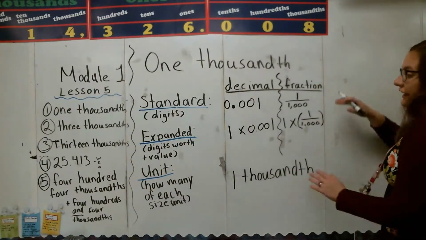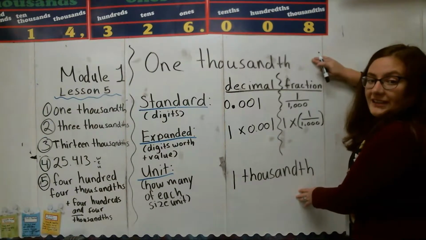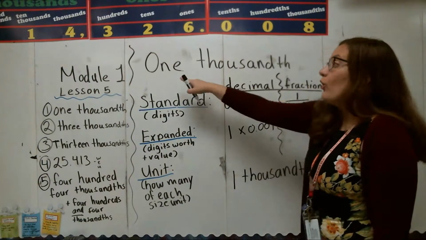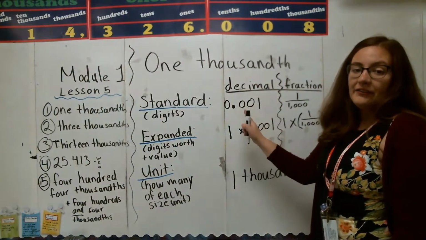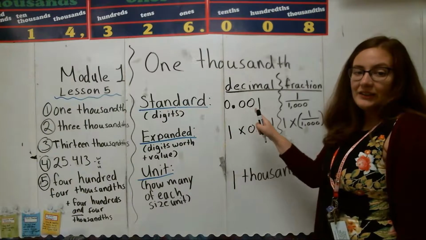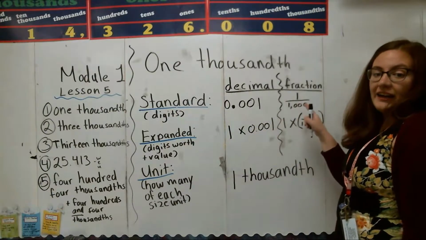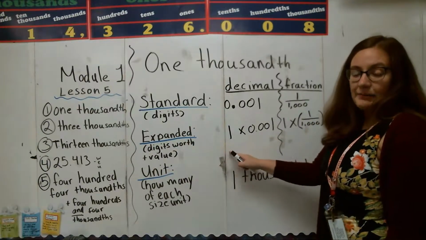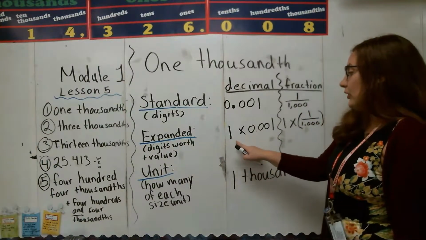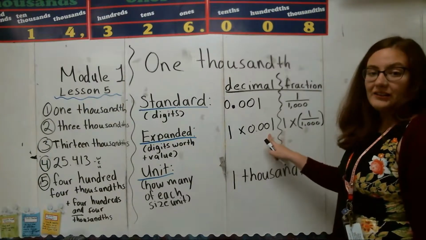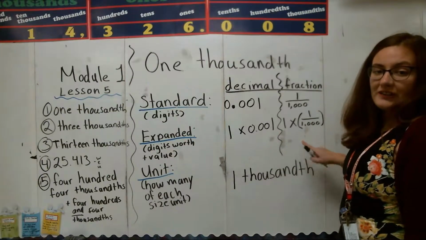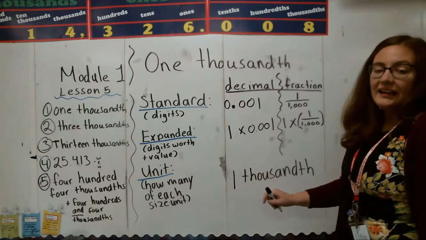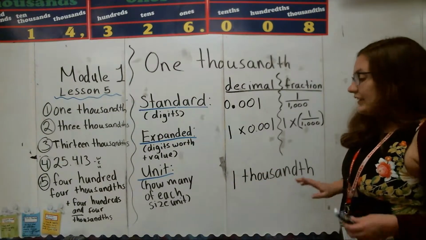So fifth grade, right here, what you're seeing is all the different ways that I can show the number 1,000th. I could say the word 1,000th. I can write it as a decimal as 0.001. I can write it as a fraction as 1,000th. I can write it in expanded form in the decimal as 1 copy of 1,000th, and the same thing with fractions. And I can also write it in unit form with the numeral in the front. So, not so bad so far.